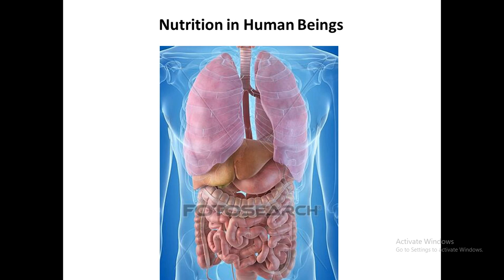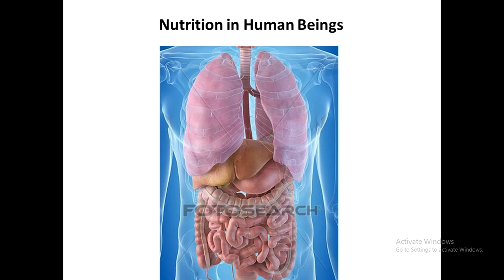For respiration, we have a respiratory system. For circulation, we have a circulatory or transportation system. For excretion, we have an excretory system, and like this. For nutrition, we have a digestive system.